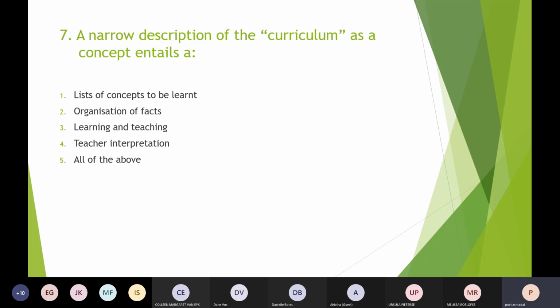Ilse, what do you think is the most appropriate answer to that question? Ilse says number 1, right? Okay, Mandy also agrees with number 1. So, what do you think? What do you think is the organizational facts? If you look at it in a curriculum sense.